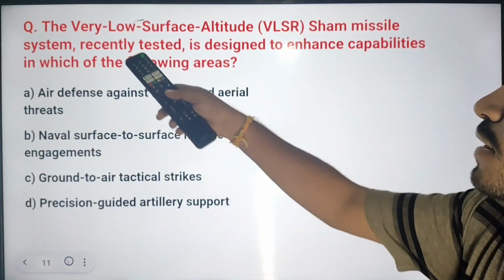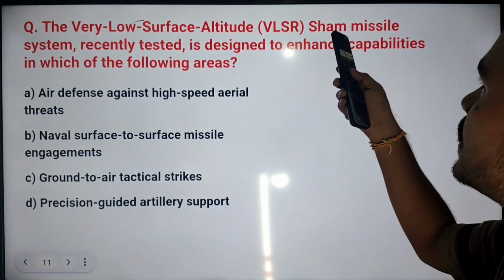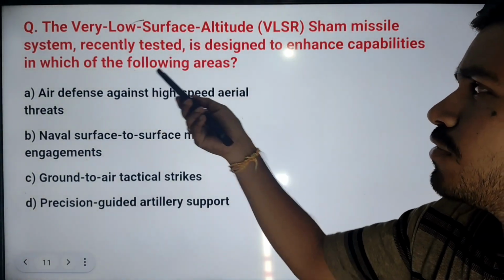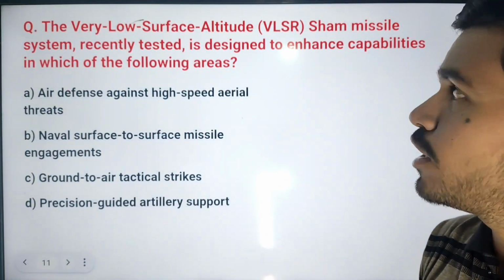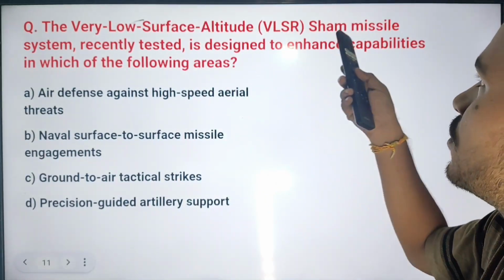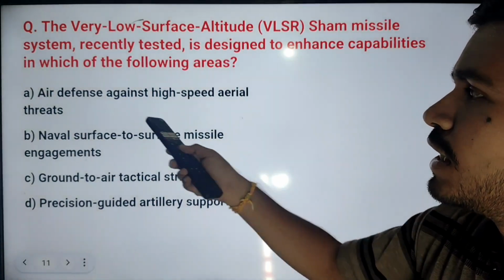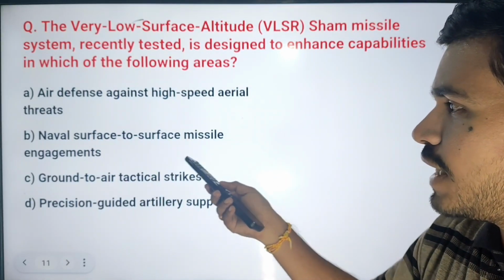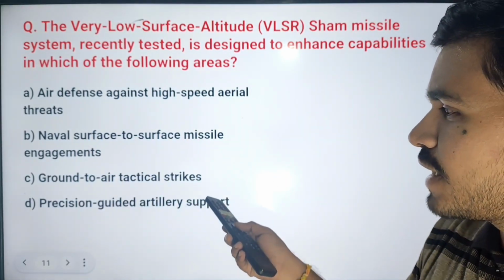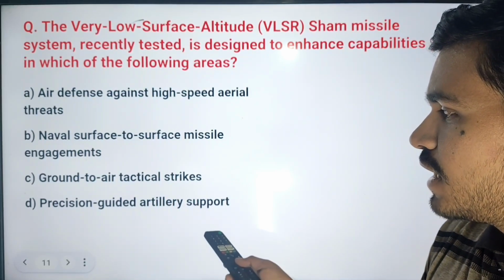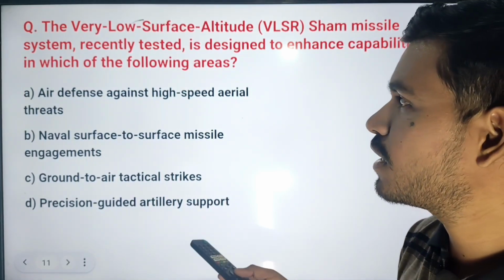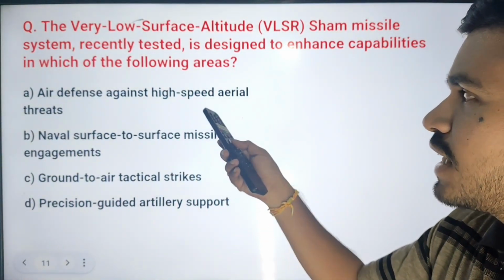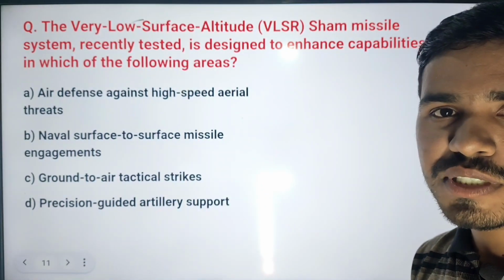Next question. The very low surface altitude SHAM missile system recently tested is designated to enhance capabilities in which of the following areas? So we recently developed very low surface altitude SHAM missiles. So uses of that one: air defense against high speed aerial threats, naval surface to surface missile engagements, ground to air tactical strikes, precision guided artillery support. So which of the following are true regarding VLSR? So answer to this one is air defense against high speed aerial threats. So first option is the correct answer.